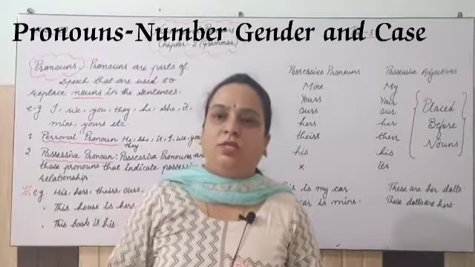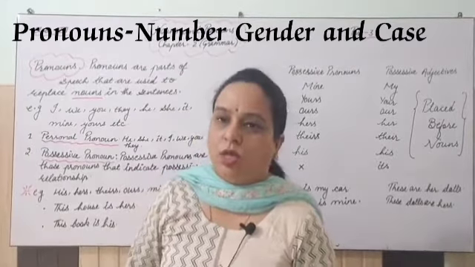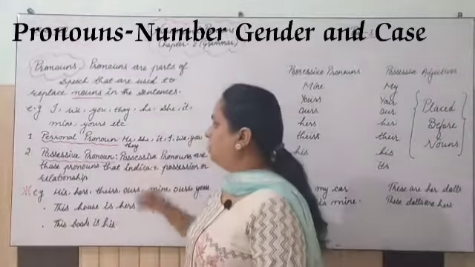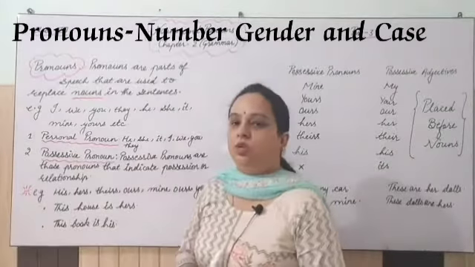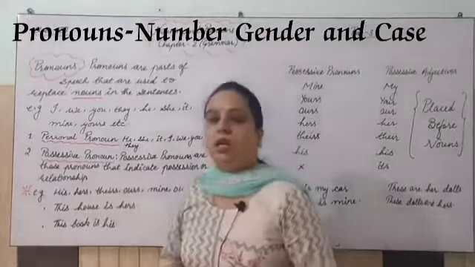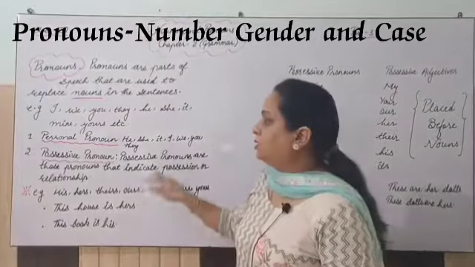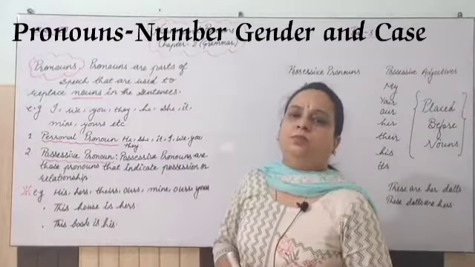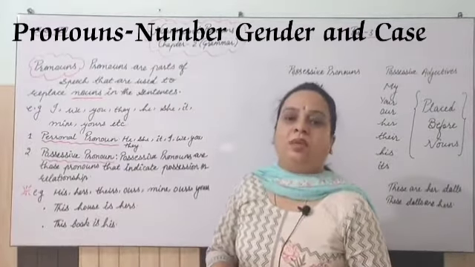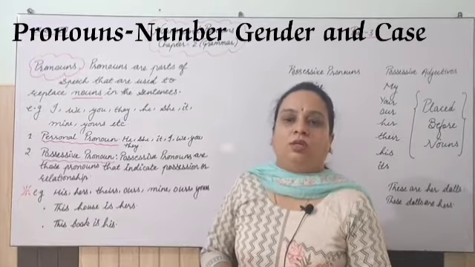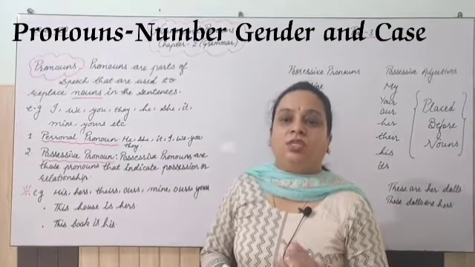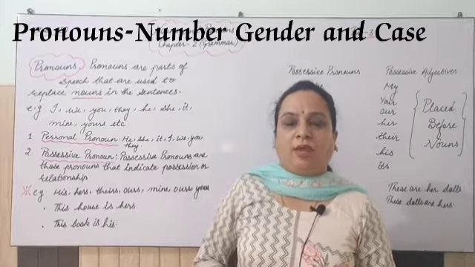Now let's talk about the second kind of pronouns. As we have studied, personal pronouns are he, she, it, I, we, you, they. The second kind of pronouns is the possessive pronoun. So what does this word possessive mean? That means possession, that means ownership, right?